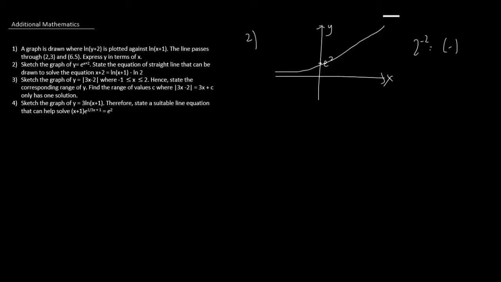Alright, so let's move on to the second part of the question. State the equation of a straight line that can be drawn to solve the equation x plus 2 equals ln x plus 1 minus ln 2.